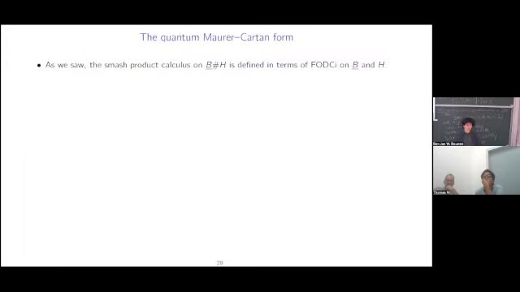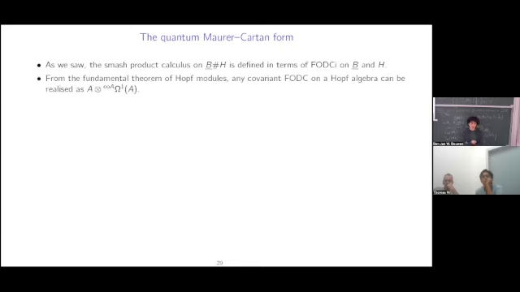But let's talk a little bit about the quantum Maurer-Cartan form, because this is very interesting. So the smash product calculus on B smash H is defined in terms of the calculi on B and H. By the fundamental theorem of Hopf modules, we know that every first-order differential calculus that is covariant can be realized as a tensor product of the algebra and the coinvariant forms of the calculus.